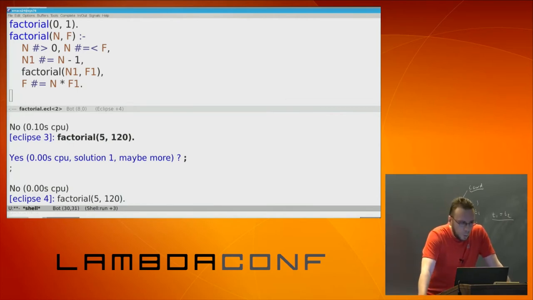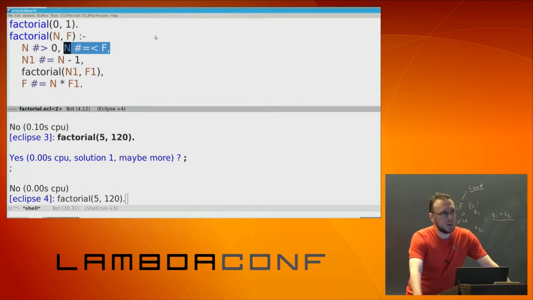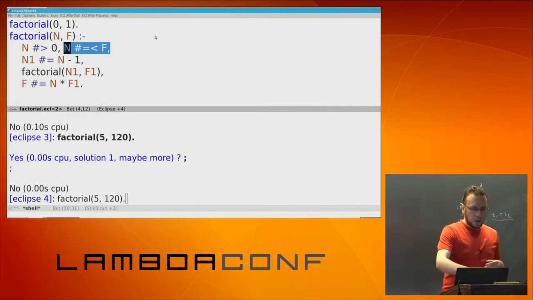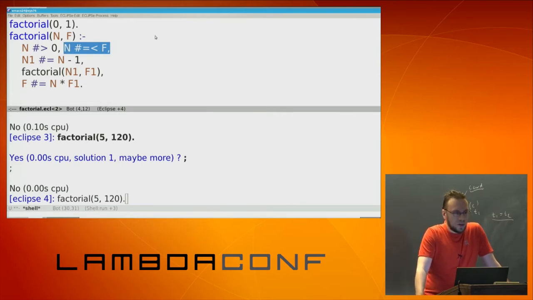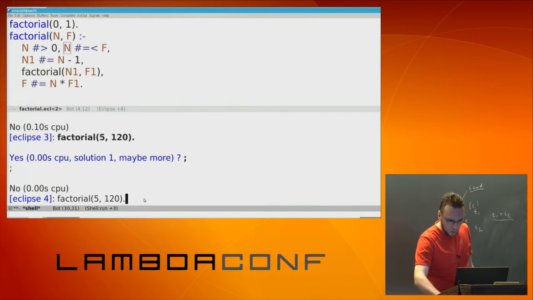You may ask, why do we have this n is less equal than f in our program? I put it here to make it not loop forever if we ask for the second solution. Otherwise, if we run it for the first solution without this line, it will search forever for the second solution. It's not a huge problem. We know it's just one solution, but to make it clean, I'll put it here.